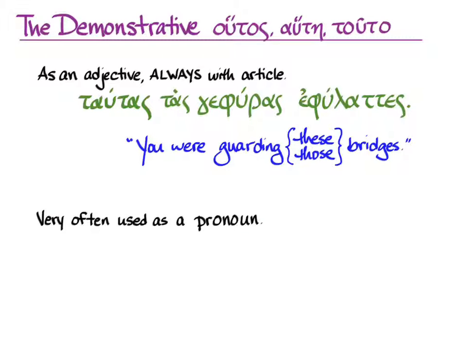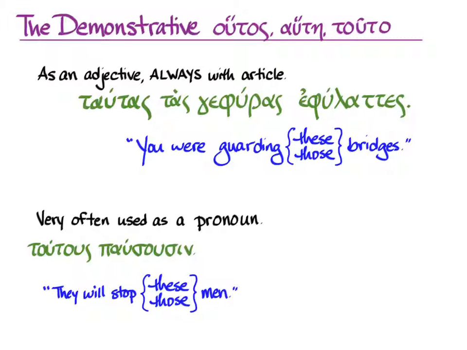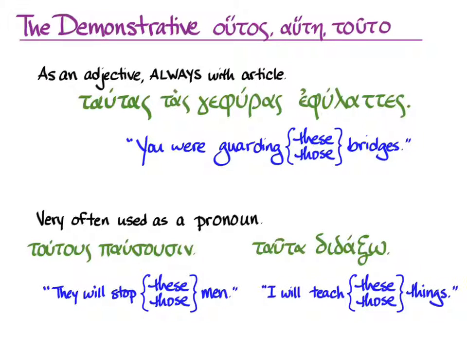It's very often used as a pronoun, just as the other demonstratives are. And so you might see toutous pausousin to mean they will stop these men or they will stop those men. And just like hode, toutous can be referring to an antecedent of a noun in any of the Greek genders, so be aware of how English would translate that usage. Another example of houtos, haute, touto used as a pronoun: tauta didaxo, I will teach these things, or I will teach those things.